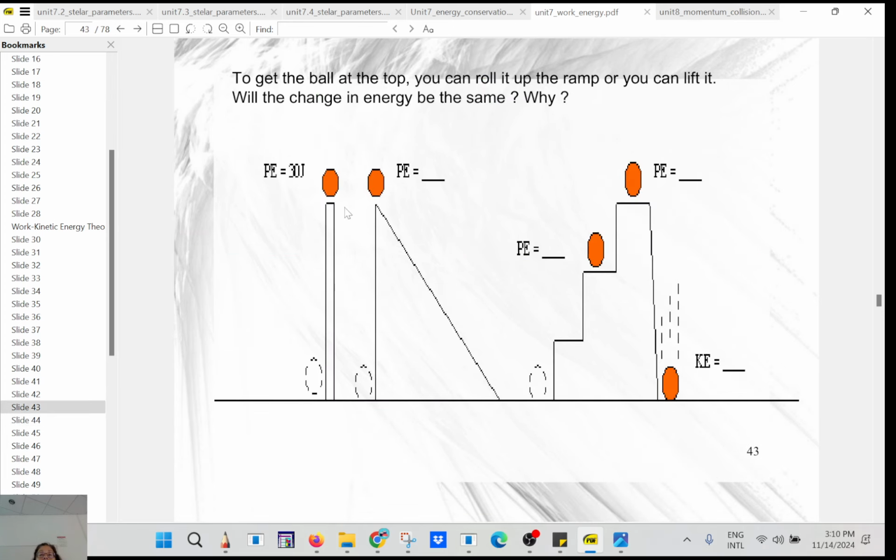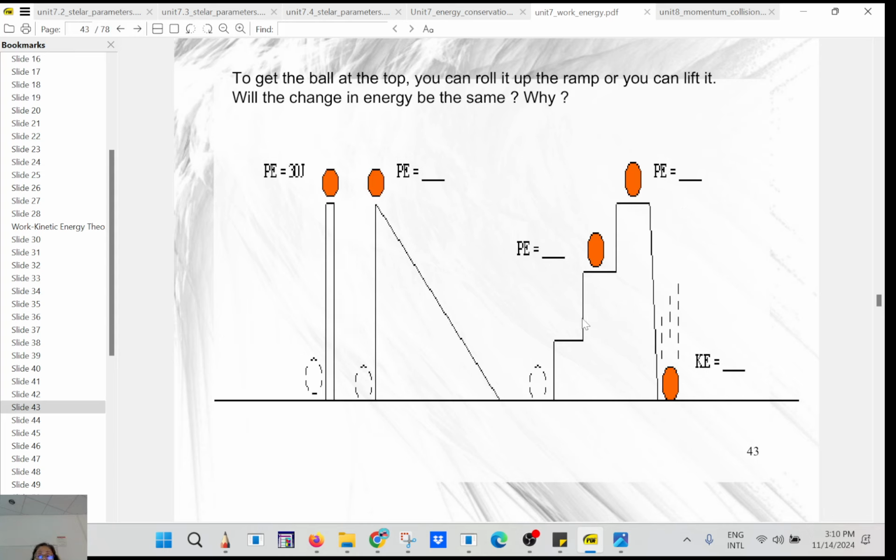Okay, let's think about this one. Remember, the potential energy only depends on the height above the ground. So if you have potential energy here, which is 30 joules, here it's going to be 30 joules because it only depends on the height. It doesn't matter if you are up an inclined plane or a pole or a staircase. So here it will be 30 joules. If it's going to fall, free fall, at the end, the kinetic energy will be 30. Very good.